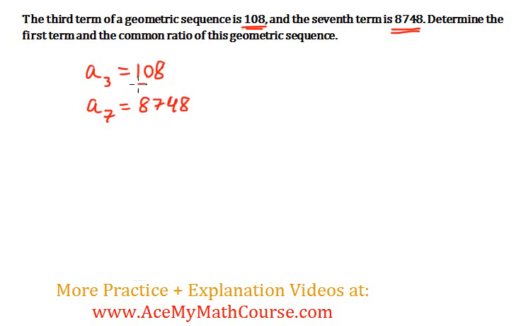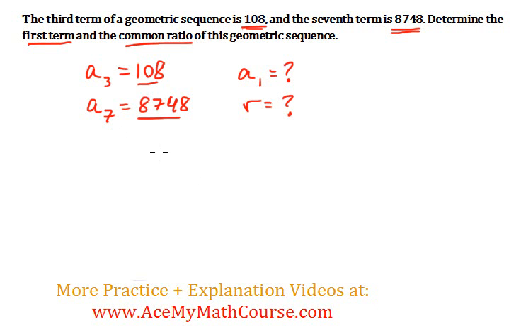That's the third term, that's the seventh term, and we want to determine the first term, so we want to know a1, and also the common ratio, which is just r, for this geometric sequence. Fantastic. Now, how do we do this?